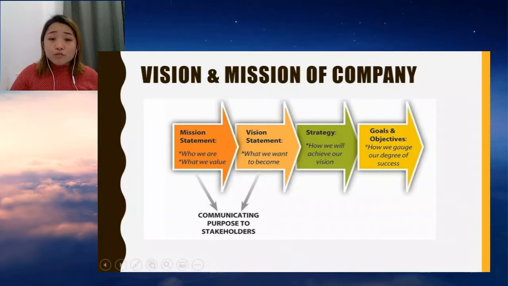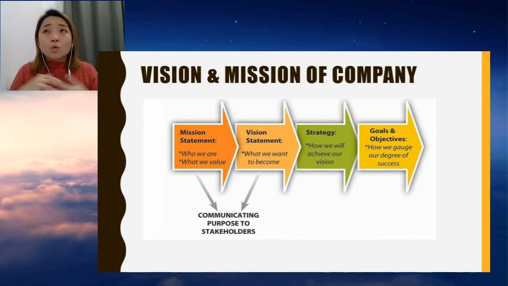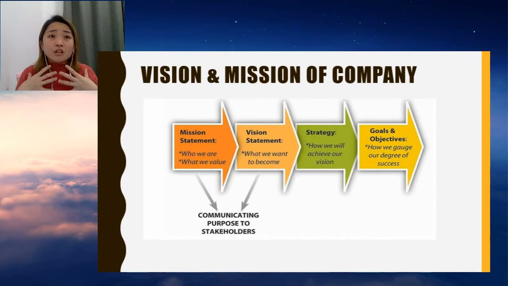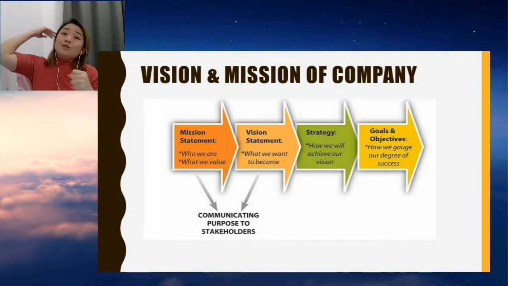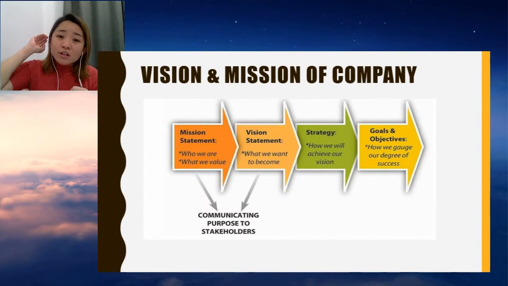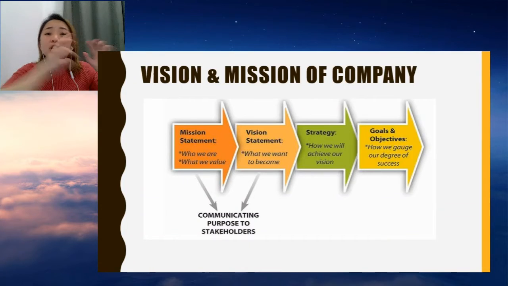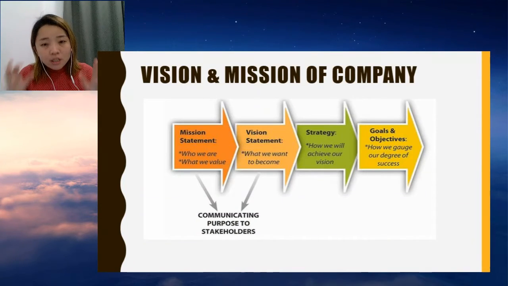And of course, vision, mission, like I told you guys. Mission statement basically is what you are currently and what is the main thing that you are looking at right now. That's mission, what you are doing right now. Vision is looking to the future, what you want to become. Now, mission and vision may sound boring to you, but at the end of the day, it is to communicate your purpose to your stakeholders. Okay, of course, strategy.